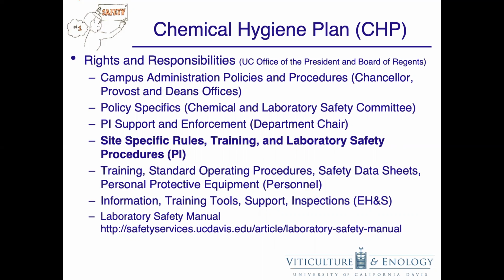Site-specific rules, training, and laboratory safety procedures are the responsibility of the PI. Personnel are responsible for taking the training, understanding standard operating procedures, reading safety data sheets of chemicals used in the lab, and wearing personal protective equipment. Safety information, training tools, support, and inspections are the responsibility of the campus environmental health and safety team. Again, this plan with the detailed information can be found in the Laboratory Safety Manual.